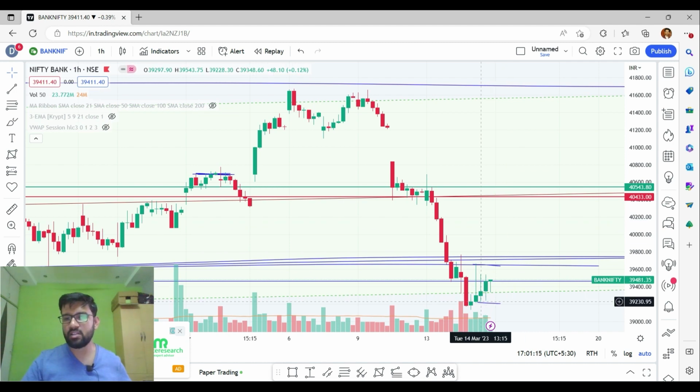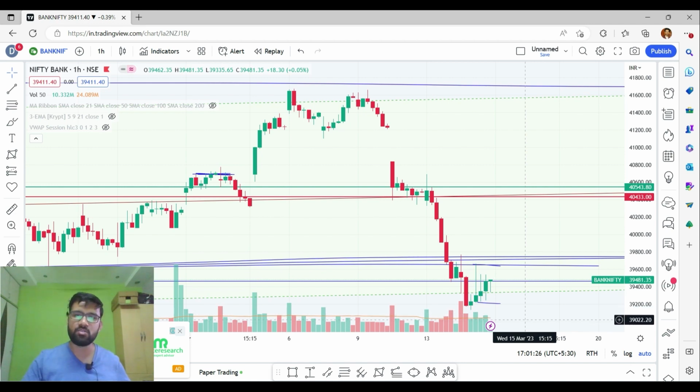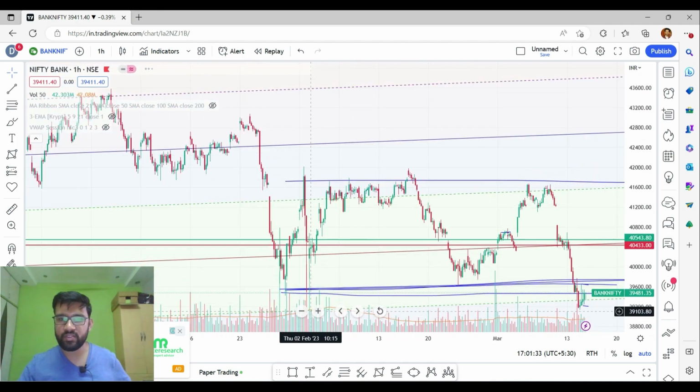But if the market directly opens below this support point, and if the market sustains below this support point, then we can expect a further fall up to this 39,000 level on the lower side. And if the market sustains below this 39,000 level, then we can expect a further fall up to this 38,800 level on the downside.